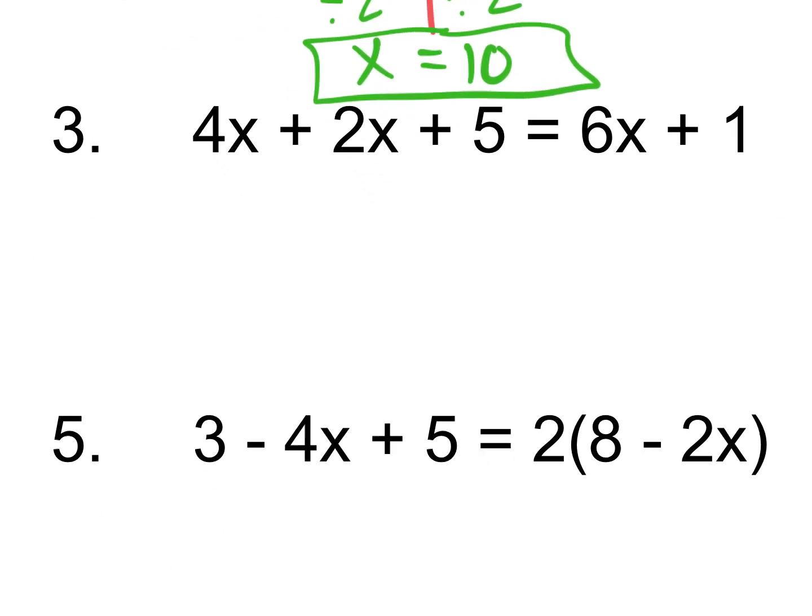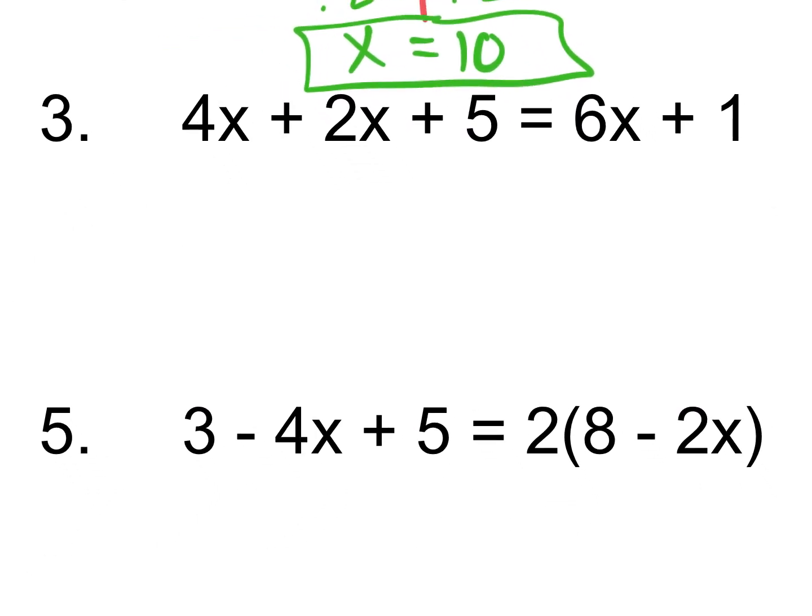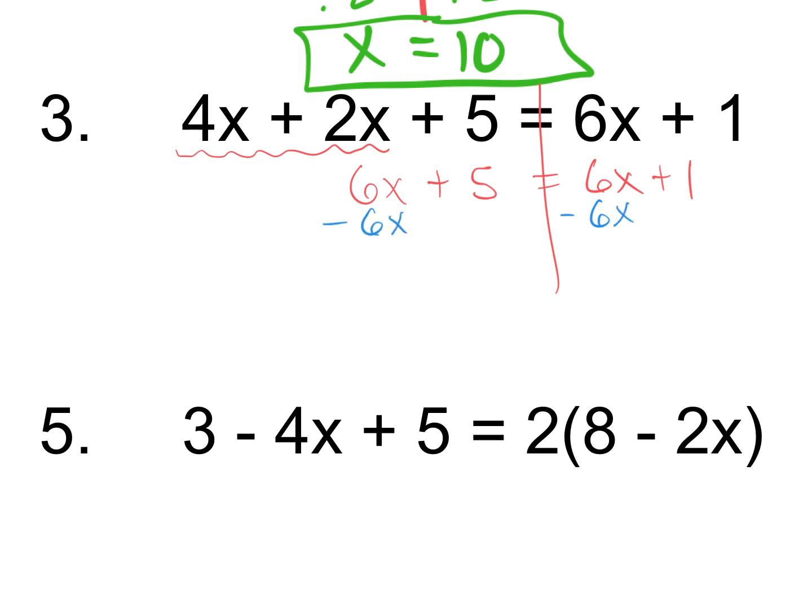All right, number 3. So first up, I would combine like terms. Yes, we're going to draw a line down the middle, but I would combine like terms. I would do 4x plus 2x, which is 6x plus 5. And then we have 6x plus 1. So I like to combine my terms. And so I'm going to subtract off 6x from both sides. That's going to leave 5 on the right hand and a 1 on the other. So notice how my variables are gone. I moved all of my variables onto one side and all my variables are gone.